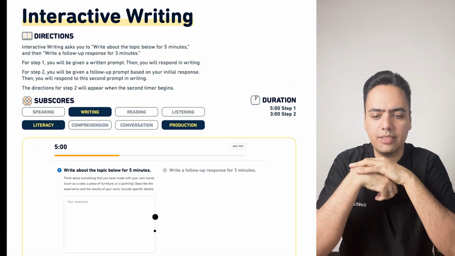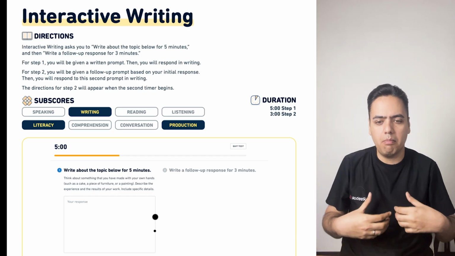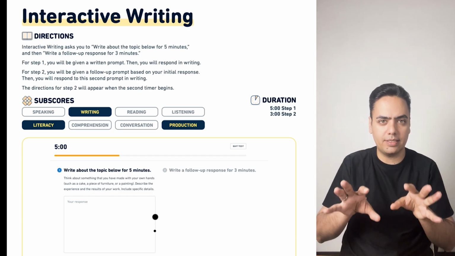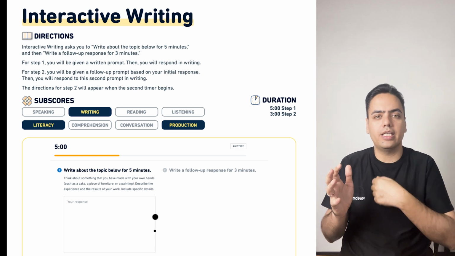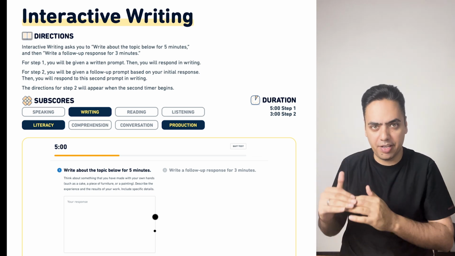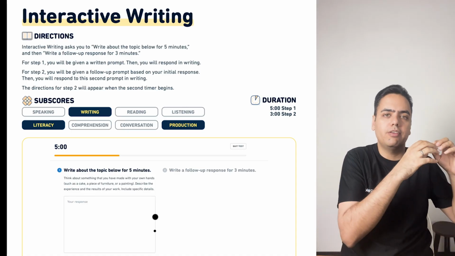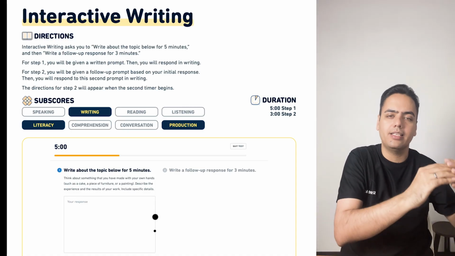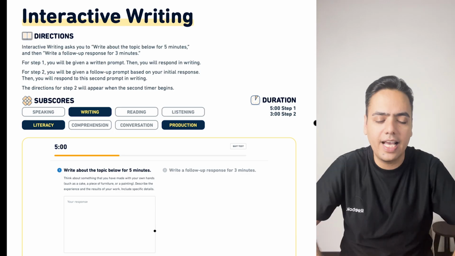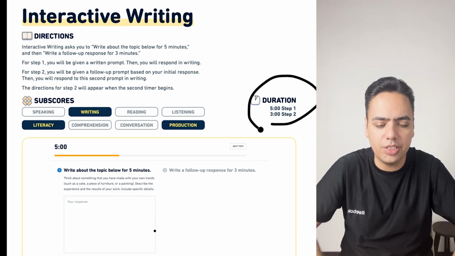Interactive writing is a very interesting part. Here you have to write more. You have to write 2 pieces of writing. First part, they give you a prompt. You write about it for 5 minutes. Then based on your answer, they will give you another prompt, and then you have 3 minutes to write about that. As you see, it's written here, the duration for each step.